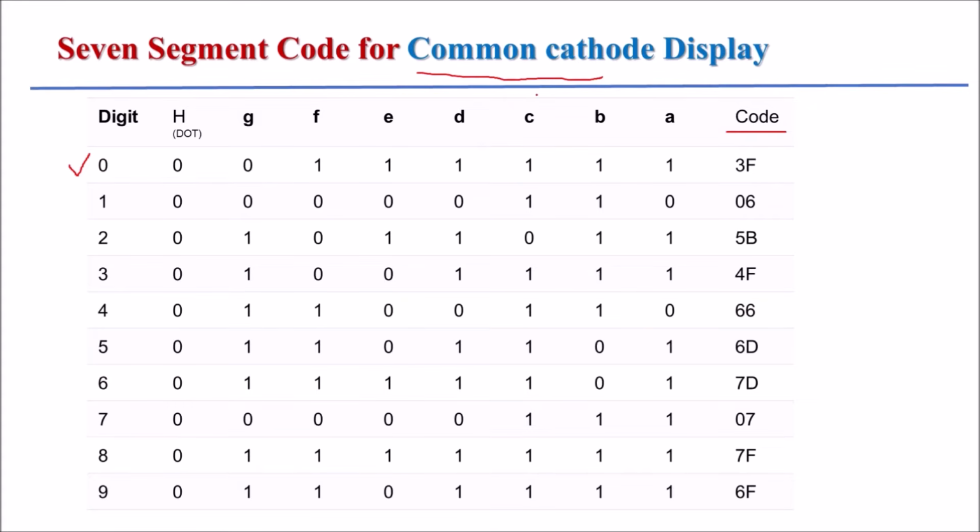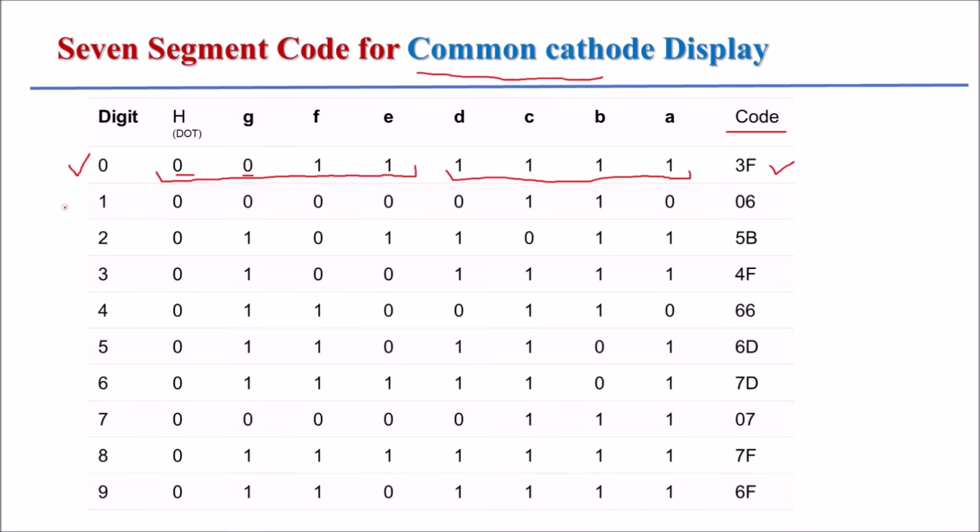Since it is common cathode display, we have to connect these segments to logic 1, and G and H, the dot, which we are not using, should be connected to logic 0. So to the 7-segment display, we have to apply this pattern of data: 0011 1111. If we convert this binary data into hex, we get the value 3F. So 3FH, if you give it as an input to the common cathode display, will display a digit 0.